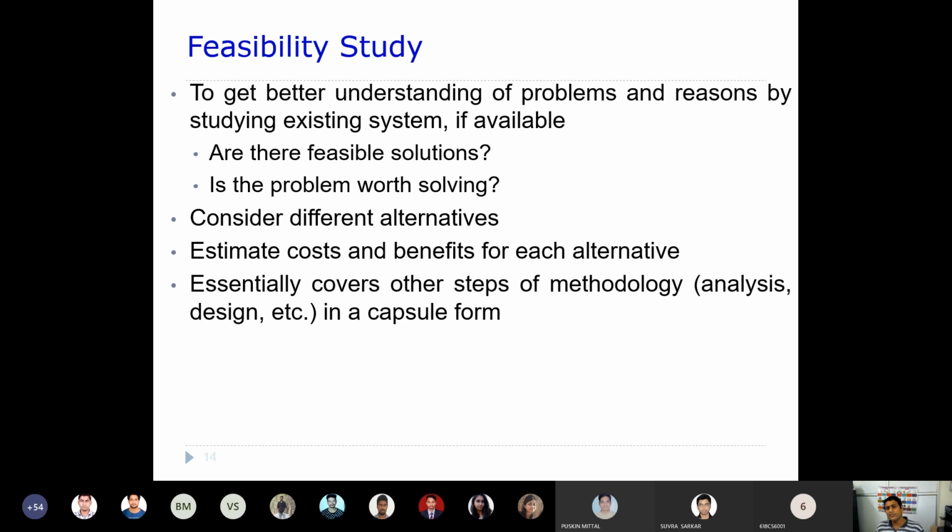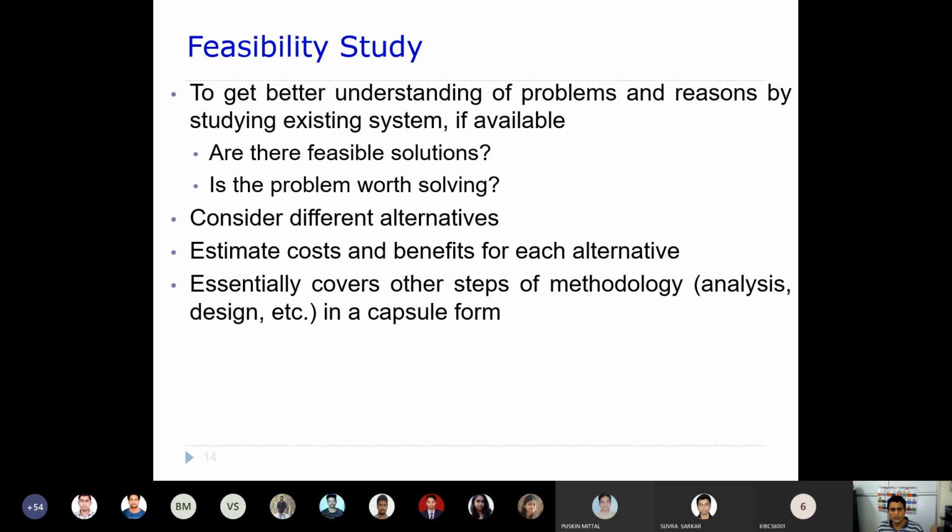Now the next phase of any process model is the feasibility study. First we have seen the problem definition. The second one is the feasibility study. What we try to do here is get a better understanding of the problems and reasons by studying the existing system, if at all. That means you need to get a proper understanding of the problems. So first you need to study an existing system, if at all available.